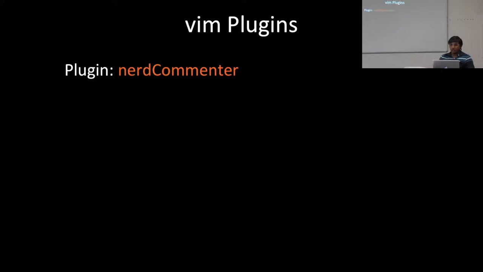The next one is NERD Commenter. I usually found that commenting out code and uncommenting is tough for me. I don't know how to use visual mode because I never used it, but I started using it. So, how to comment a block of code, let's say 10 lines, 15 lines? What I do is I go one by one and comment it. But I figured out this plugin will help me easily. I don't know how you guys are commenting your code, but this plugin will work for any language. But you're doing it in Perl? Yeah. So I'll show you in HTML templates how you can comment your HTML code with this plugin.